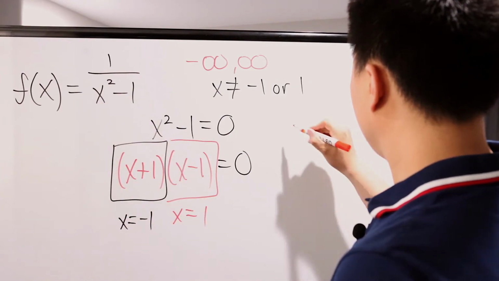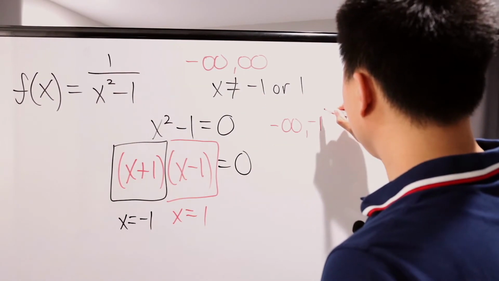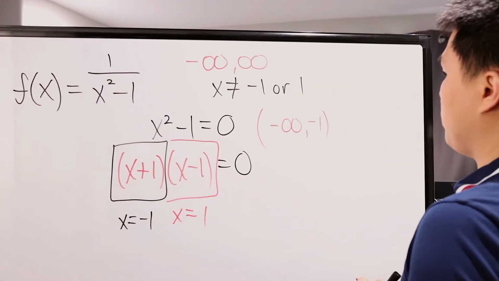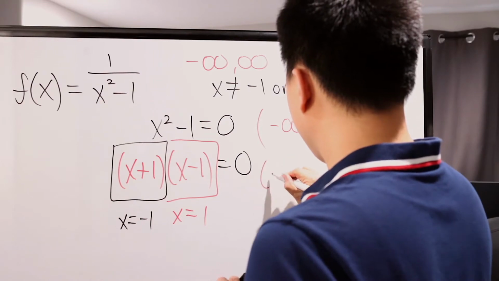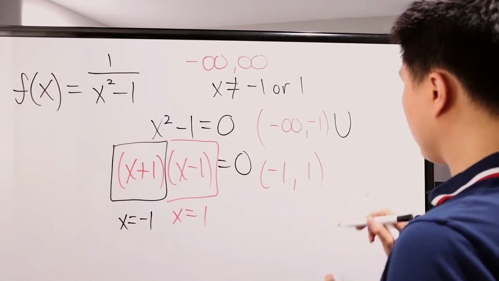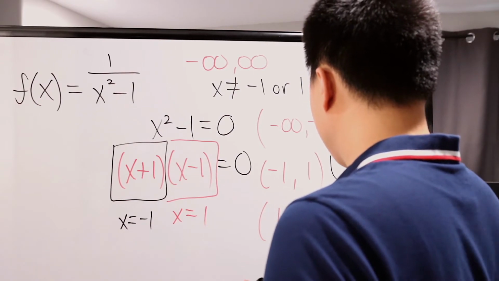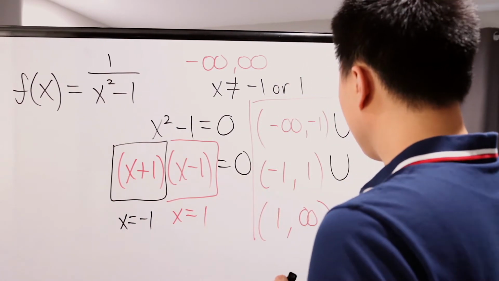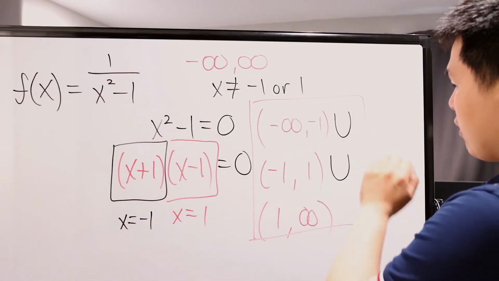Okay, so we have negative infinity all the way until negative 1. We do not want negative 1, so we're going to put the parentheses here. We can't include negative infinity, so we're going to put parentheses here. And then we're going to union it with negative 1 all the way to 1. So everything between negative 1 and 1 works, right? So we're going to union that also with 1 all the way to infinity. So basically, this complicated thing right here is just saying all numbers, negative infinity all the way to positive infinity, except negative 1 and 1.